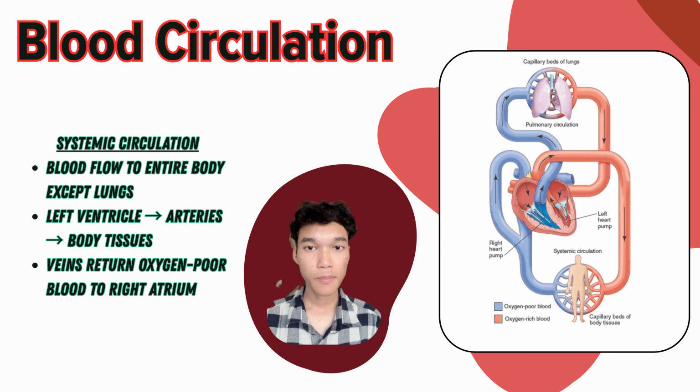This process supports normal cellular activity and energy production. After oxygen is used by the cell, the blood becomes oxygen poor. The oxygen poor blood then returns to the heart through the veins and into the right side of the heart. From there, the blood is sent back to the lung and the cycle continues.